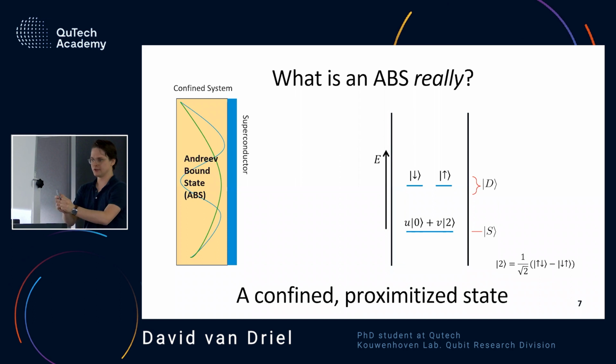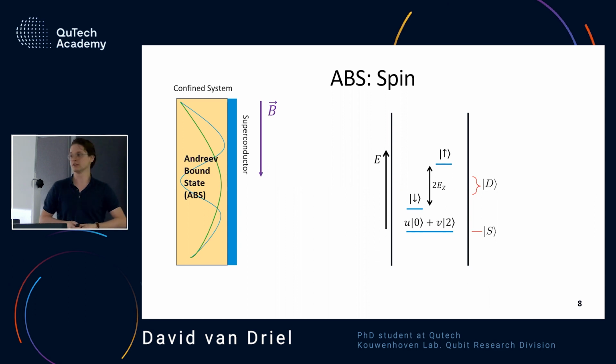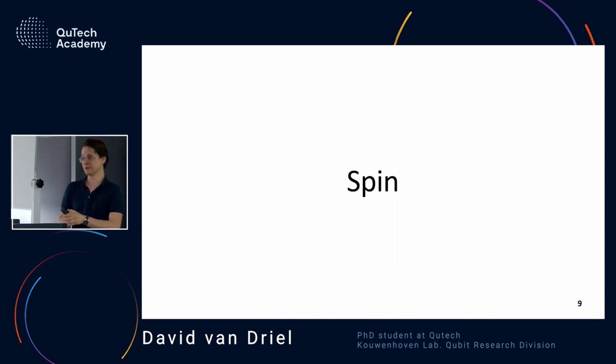So that's my answer to this question. What is an ABS really? It is any kind of confined proximatized state. You can go into this very deeply, but we are very liberal in our use of the term ABS. Okay, let's move on. What do we expect from spin in this case? Well, we apply a field, and what happens is the doublet splits in energy with Zeeman, and the singlet is a singlet, so it really doesn't care. It does not move. Okay, this brings me to the first experimental part of this talk, which is spin.